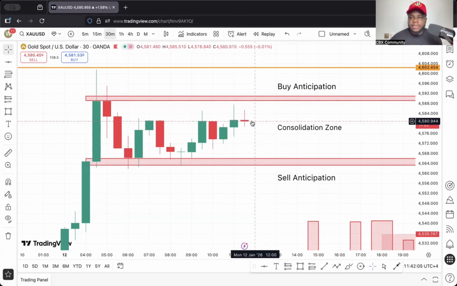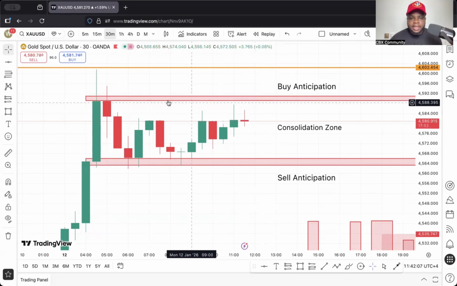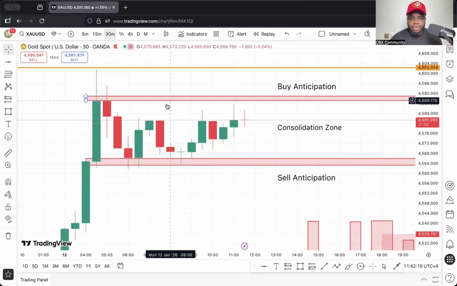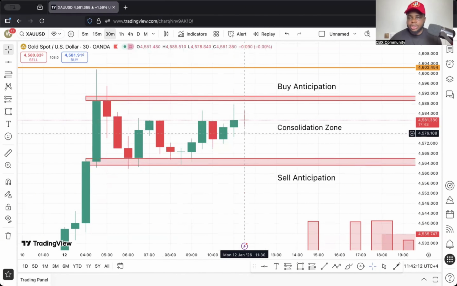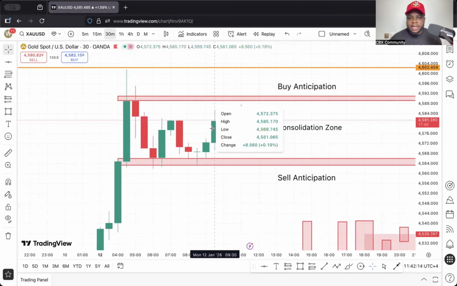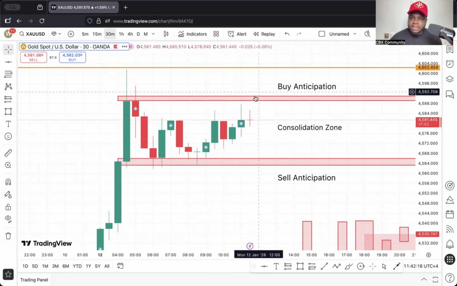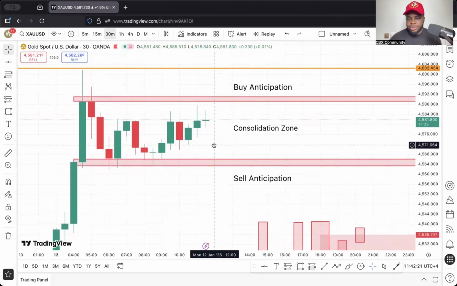So I'm going to advise you guys, don't do anything from this resistance zone to this support zone. It's being considered a consolidation zone. You don't need to do anything. So let's wait for the break of our resistance and the break of our support, and then you can decide to take a position.